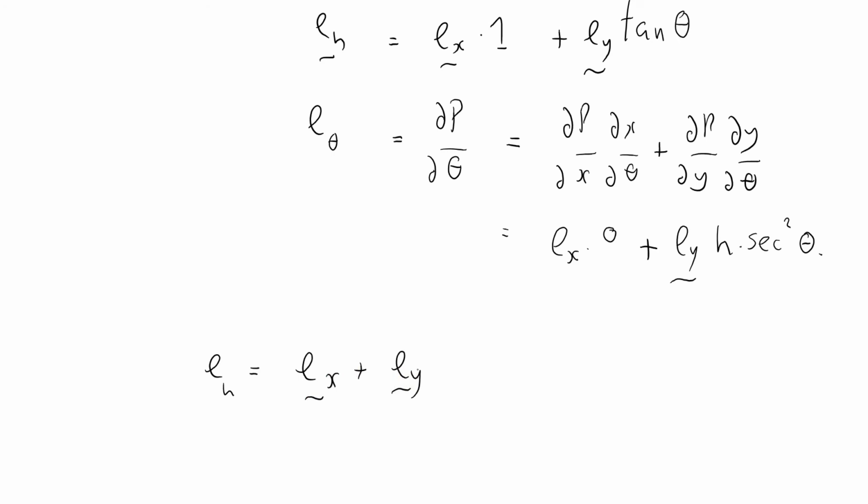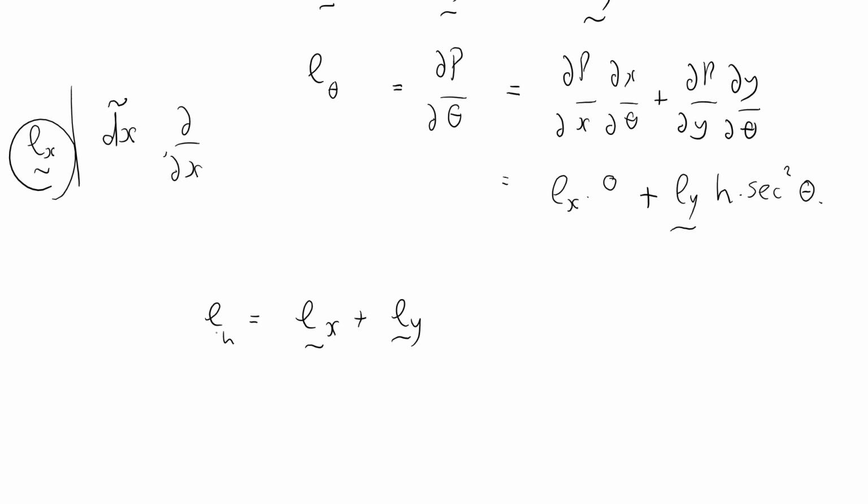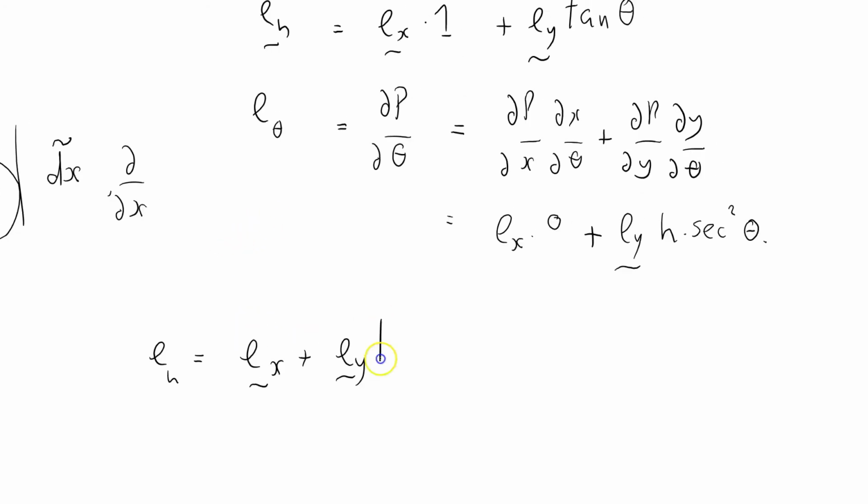As I say, I've seen loads of different notations for this. When I call EX, I'm writing it like that. The notations I've seen are DX with a twiddle over it, or is it an arrow? I can't remember. I've seen ∂/∂x. I've seen loads and loads of different notations, but I'm just going to stick with EX. EH equals EX plus EY tan theta from here. And E subscript theta equals EX times 0 and EY times H sec squared theta.